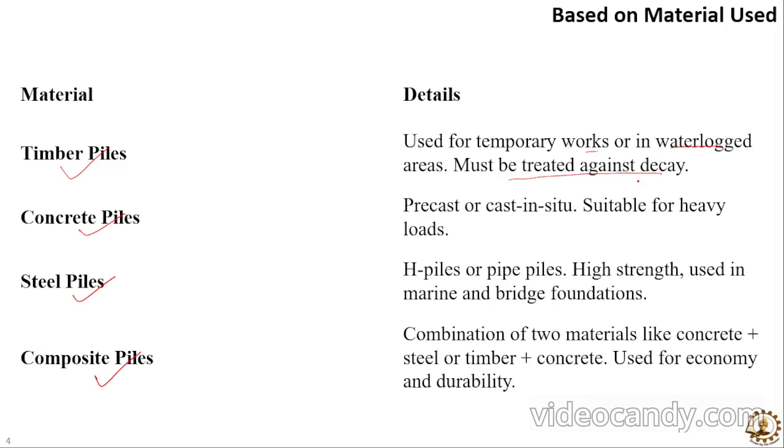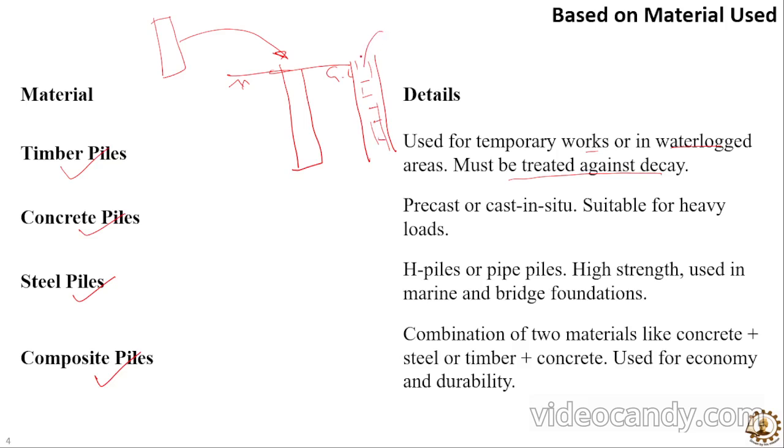Now, concrete piles are basically precast or cast in situ, suitable for heavy load. Precast means the pile is cast earlier. Suppose this is my ground level, GL, and I have precast a pile here. I will bring this pile here, and I will drive this pile inside the soil. That is the precast. And cast in situ means I will create a hollow space, and in the hollow space I will place a steel cage and pour concrete. So this is your cast in situ. That means we are casting the pile in the field.